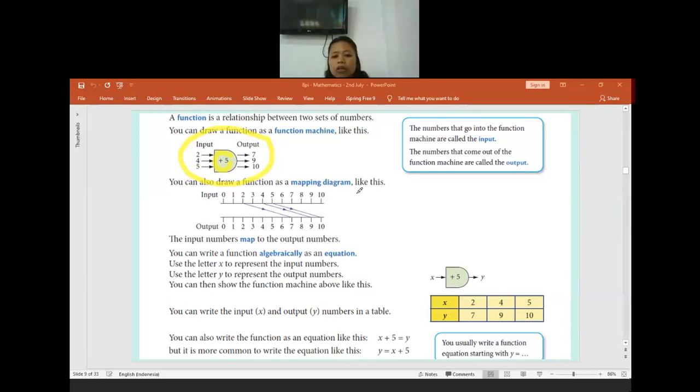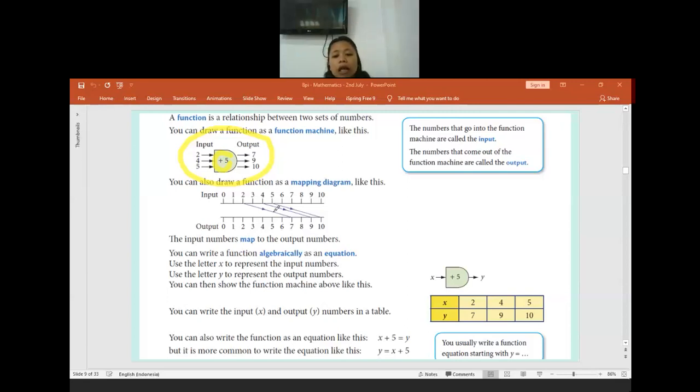Now, what about the mapping diagram? The mapping diagram is actually another way to write the function machine. So we need the function machine first before we can make the mapping diagram. Here we already have the function machine, and for the mapping diagram we do the same thing. I make a number line starting from 0 until 10 for the input, and for the output I also make a number line from 0 until 10.